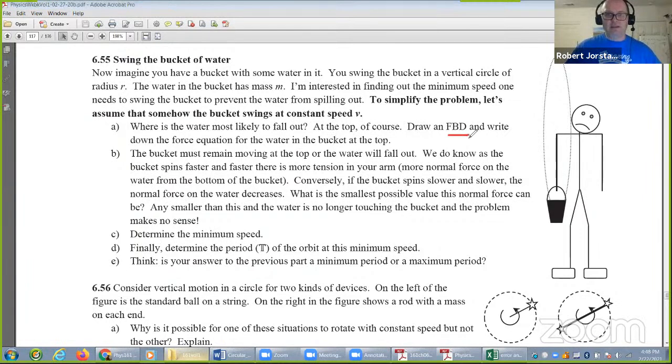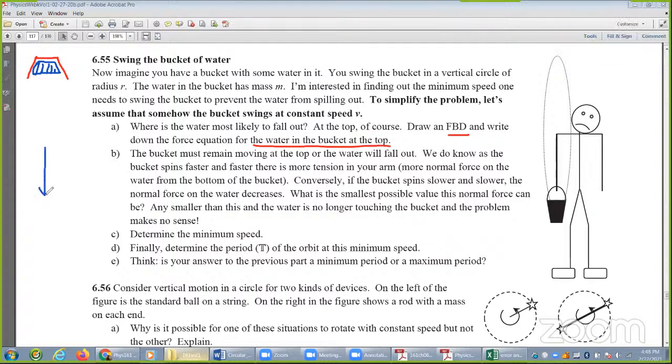Draw an FBD and write down a force equation for the water in the bucket at the top. Okay, so here's the bucket. And then here's the water in it. Okay. So what are the forces on the water? Gravity. All right. mg, got it.